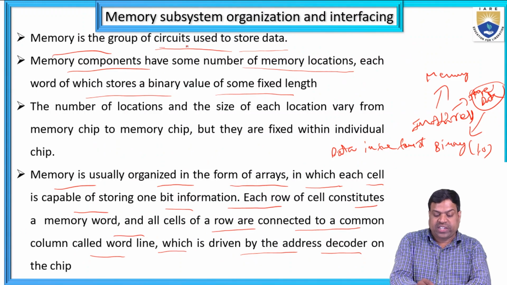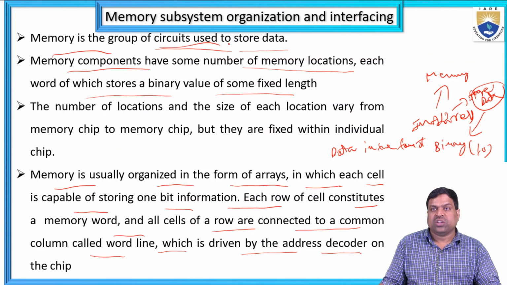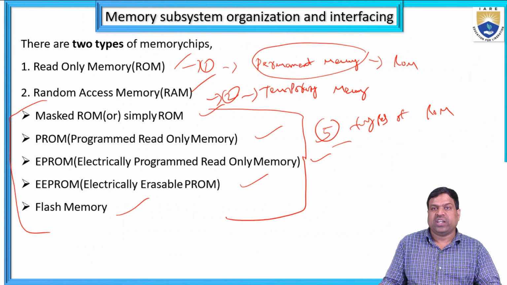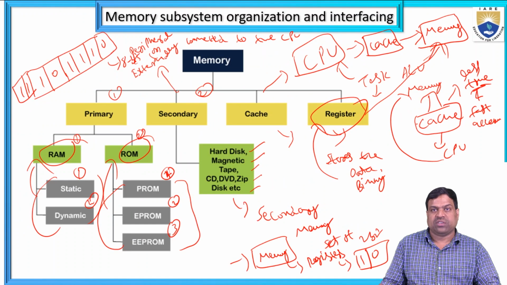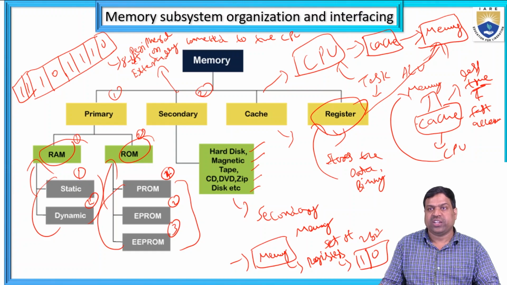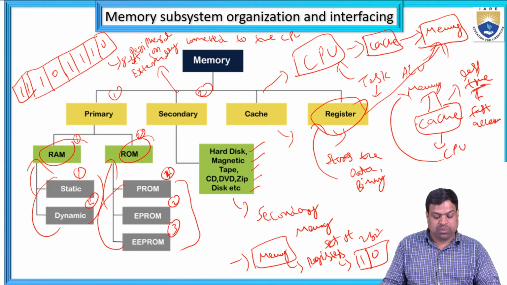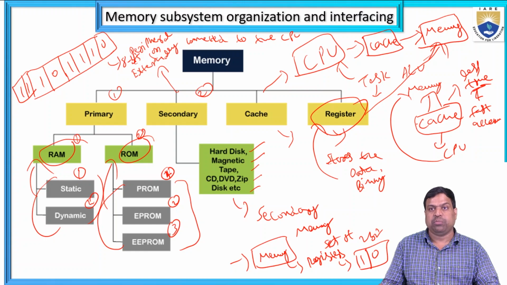What is memory? It is an internal group of circuits used to store data. It is manufactured with ICs and chips, a group of circuits. There are two types, ROM and RAM. ROM has five types: masked ROM, PROM, EPROM, EEPROM, and flash memory. And this is the memory organization: primary memory, secondary memory, cache memory, and registers. In the primary memory, there are RAM and ROM. In RAM, two types, static and dynamic. In ROM, majorly PROM, EPROM, and EEPROM. And secondary memories are hard disk, magnetic tape, CD, DVD, zip disk, etc.